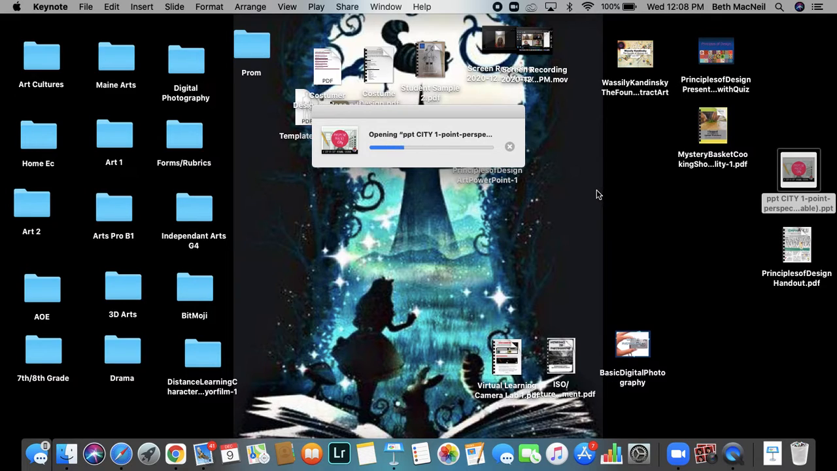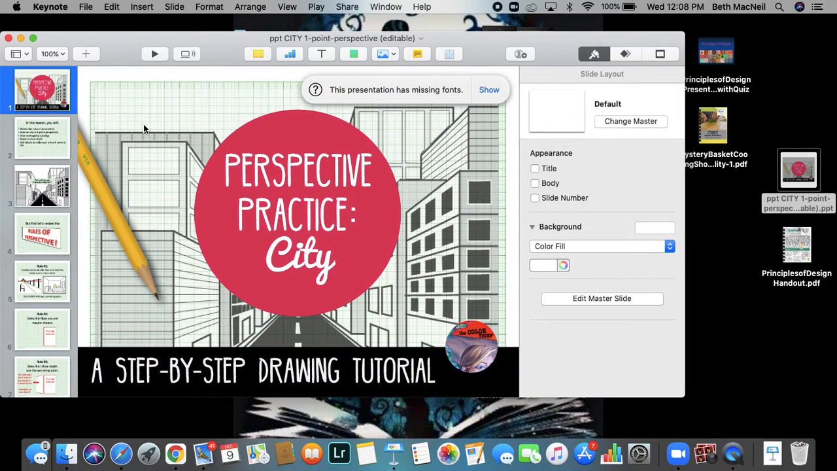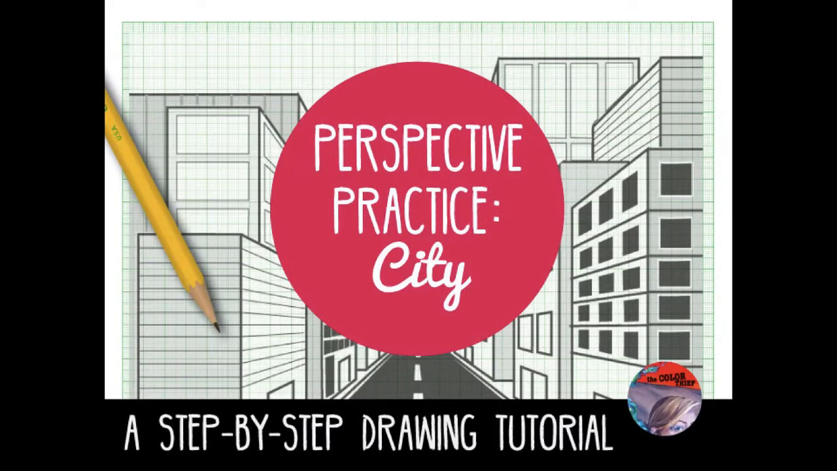We are going to be creating a one-point perspective city utilizing one-point perspective and some of the information you learned from our Introduction to Perspective assignment. You are going to need your sketchbook, a pencil, a good eraser, and definitely a ruler.